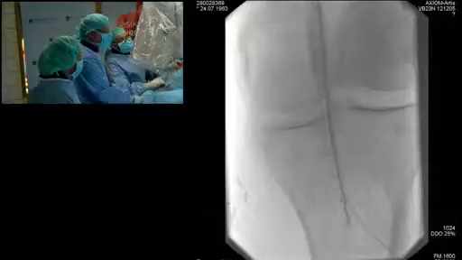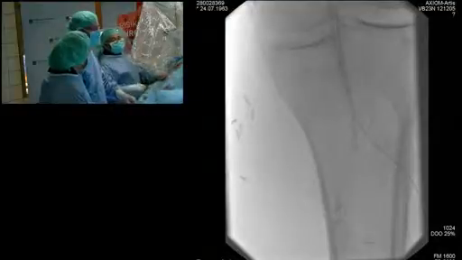Can you lift the wire? Yeah, okay. Can you still hold the wire?